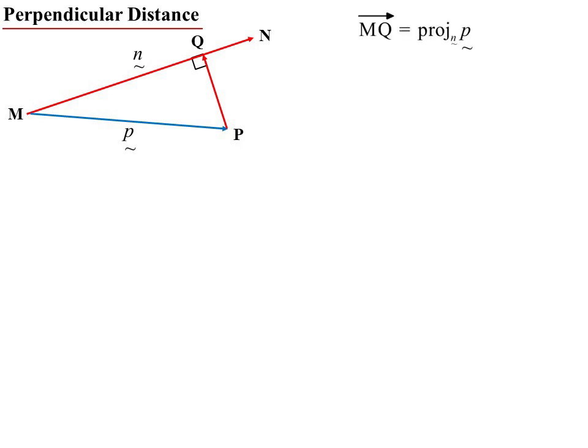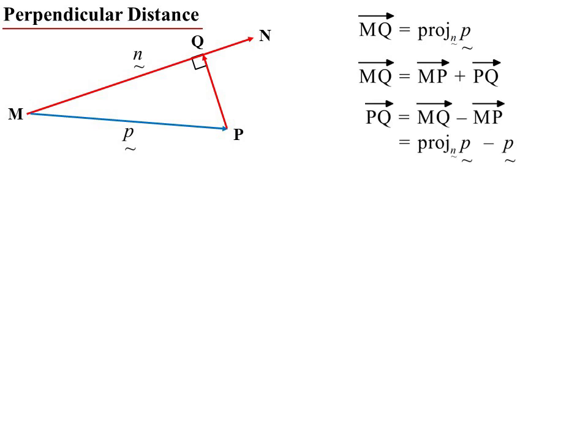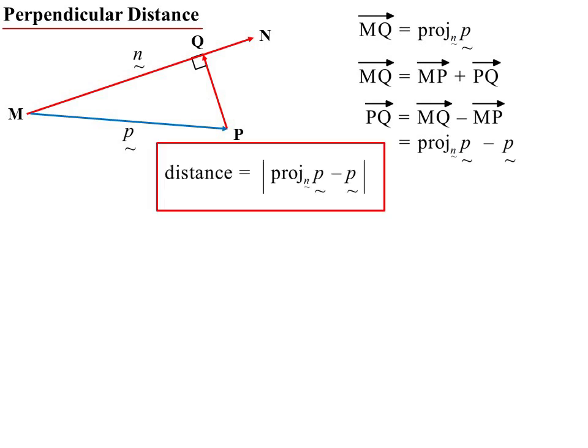So MQ, that vector, will be the projection of P onto N. MQ equals MP plus PQ, if we did addition of vectors, I can rearrange that. Remember, it's the length of PQ I want. And we end up with MQ minus MP, which is the projection of P onto N minus P itself. So thus our distance would be the magnitude of whatever that vector ends up being.